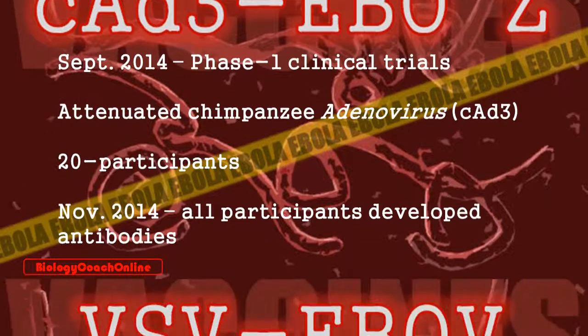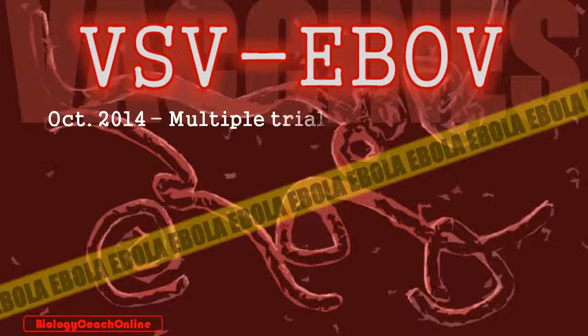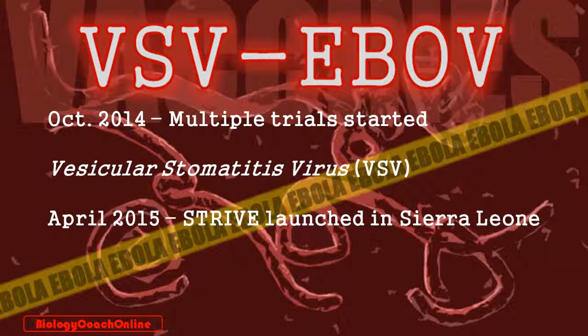Then in October 2014, multiple trials of the experimental VSV EBOV vaccine commenced in Europe, Gabon, Kenya, and the USA. This vaccine consists of the attenuated human vesicular stomatitis virus, that's the VSV part, which was modified to express, again, a surface glycoprotein of Zaire Ebola virus. In April 2015, a Phase 3 trial of VSV was begun in Liberia following a successful Phase 2 study in that country.